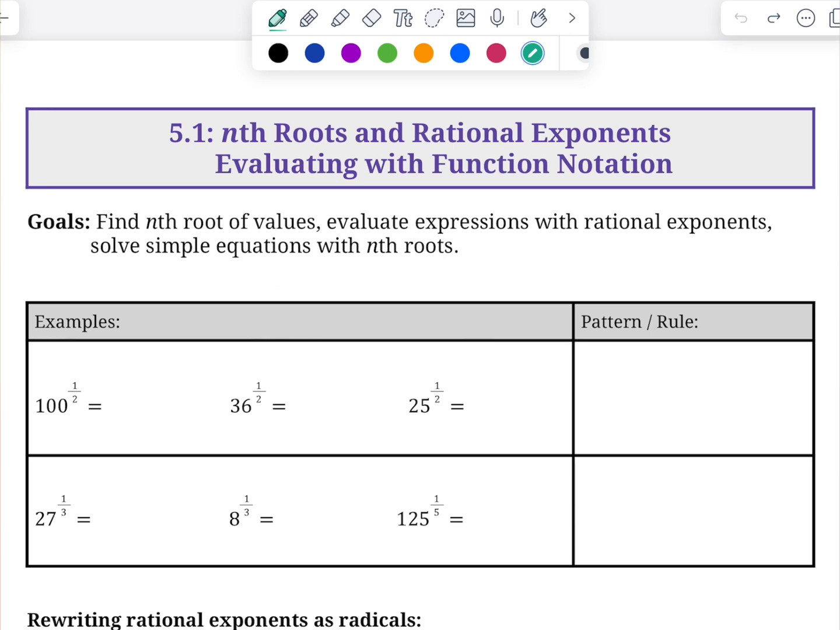All right, so we are going to kick things off with just some basic rules about roots and rational exponents and kind of talk about what those different things are. So we have a couple of goals for ourselves today, 3 of them to be specific. We have finding nth roots, values, evaluating expressions with rational exponents, and solving simple equations with nth roots. So these are our objectives, if you will, for today. All right, moving right along.